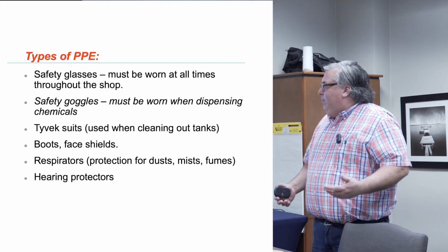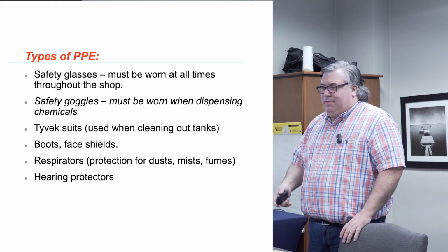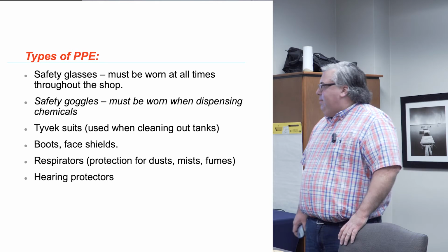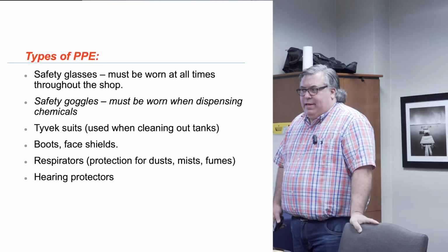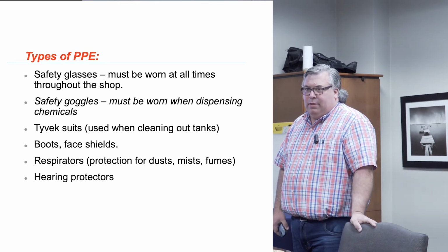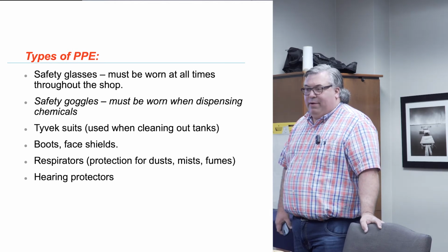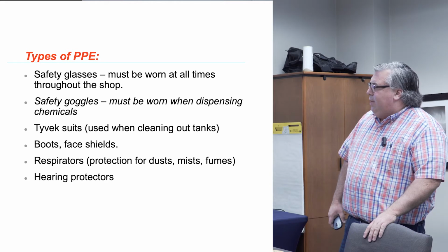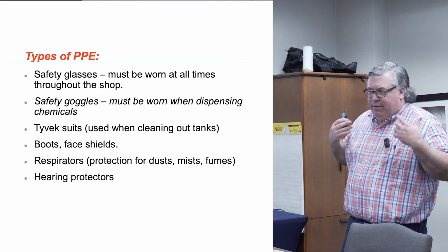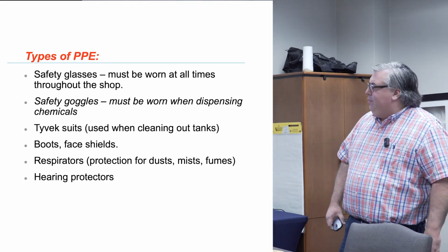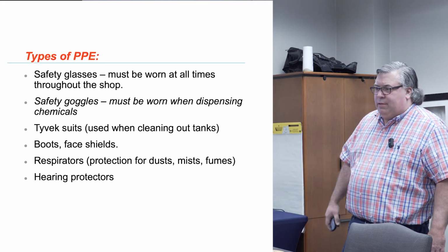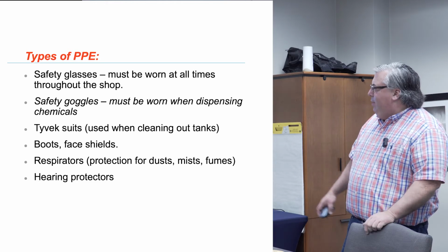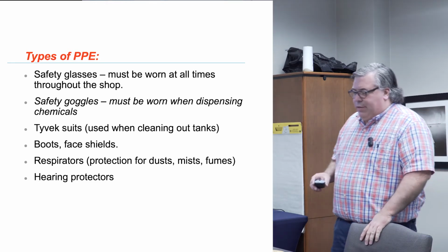So types of PPE. We talked a lot about safety glasses. Again, wear them everywhere in the shop. Safety goggles when we're dispensing chemicals. We have a number of other things that are less common, generally used by our maintenance department. Those are things like Tyvek suits. So these are actually coveralls that cover from your neck down to your ankles. We have rubber boots, face shields, and then respirators. And just a quick thought on respirators.